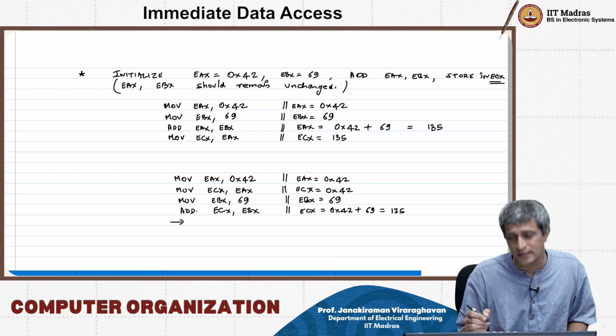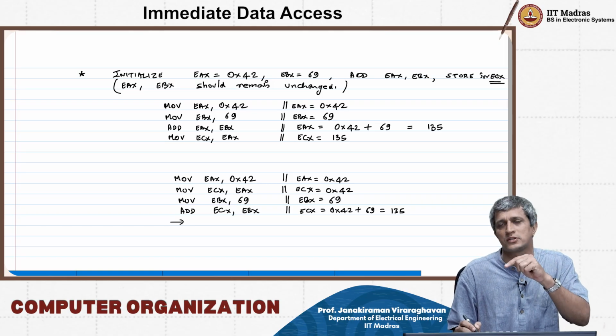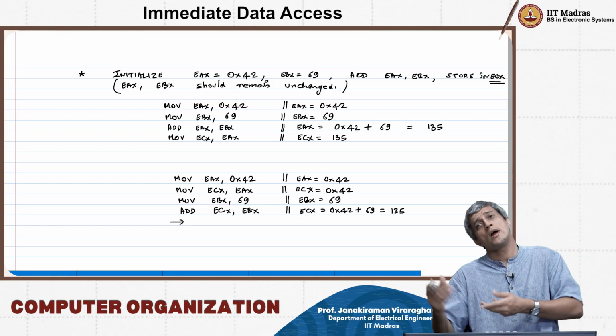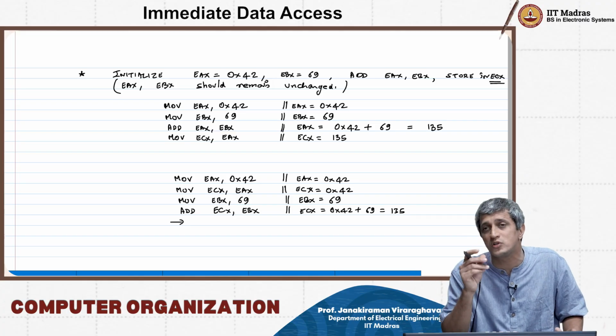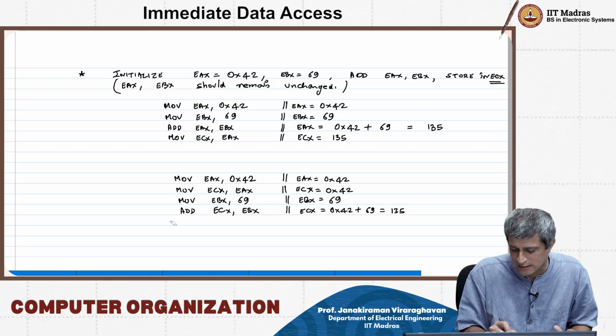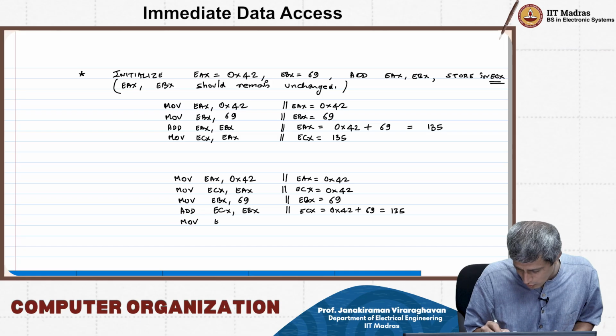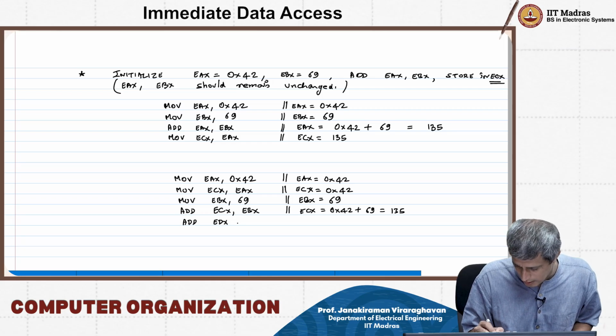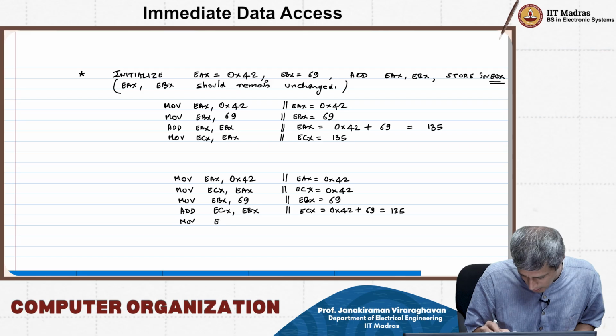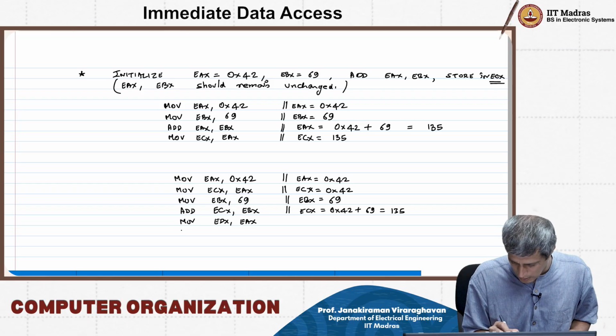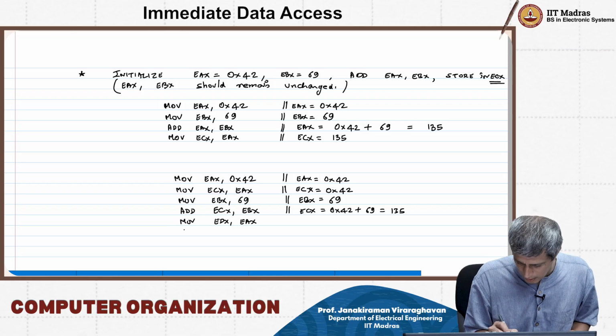So after this, for example, I may want to use EAX, move it into another register and do another operation with it, right? So I don't want to lose the value of the EAX register. So for example, here if I say move, or add, EDX, right? Let me say move EDX comma EAX. Okay, so let's just say that.